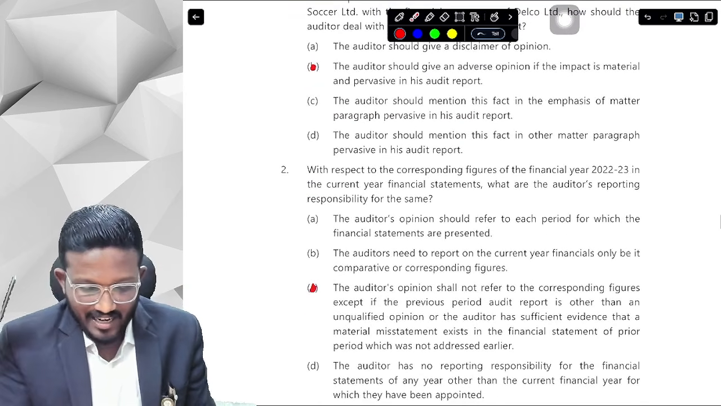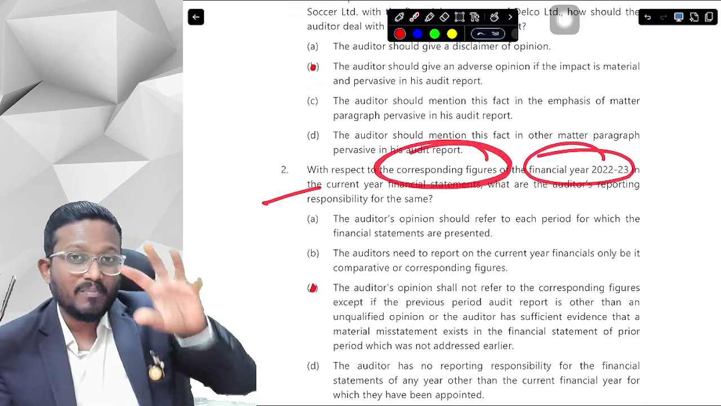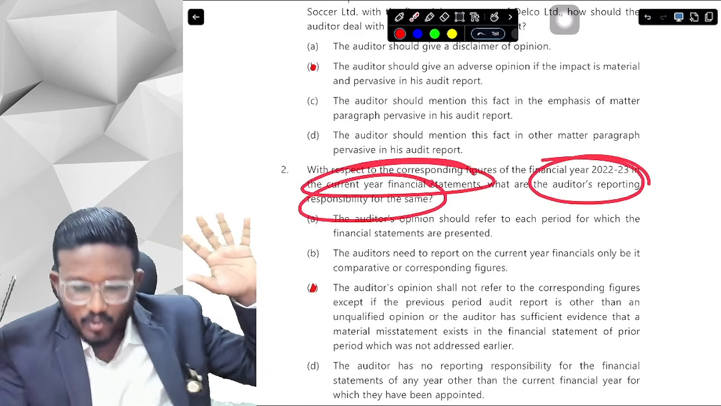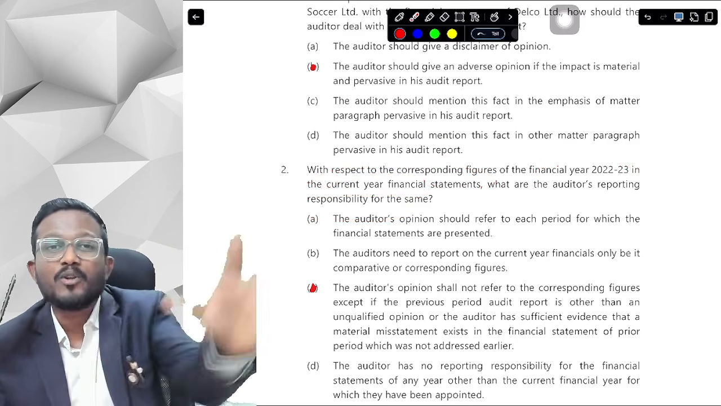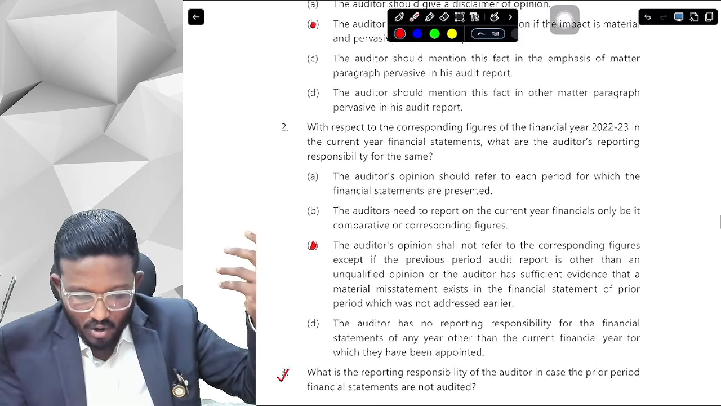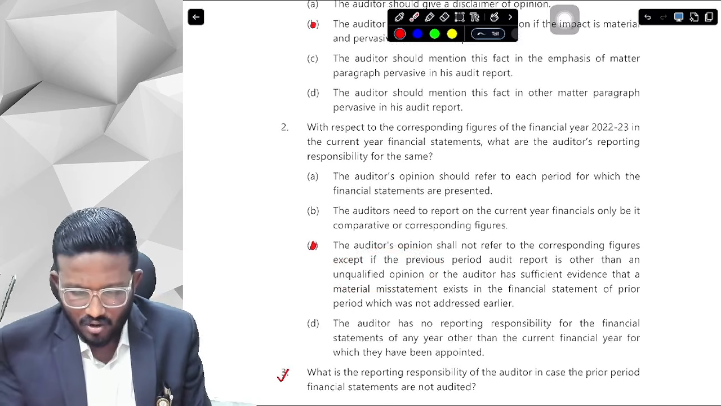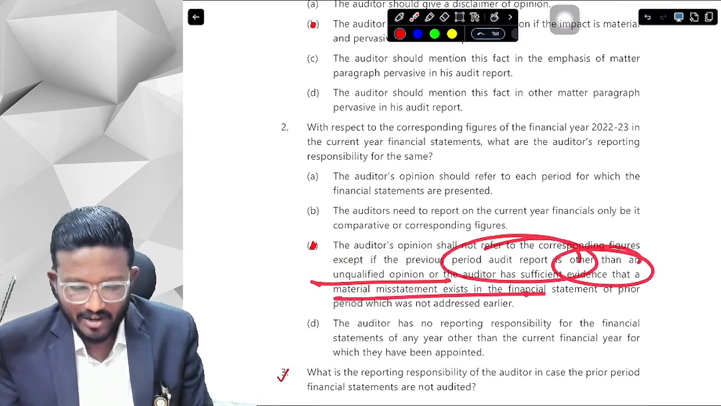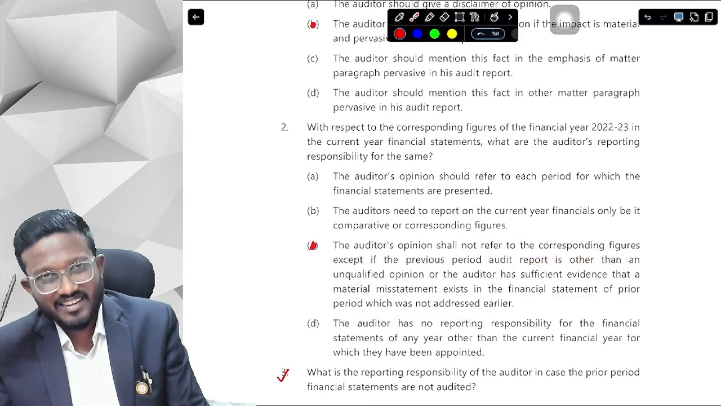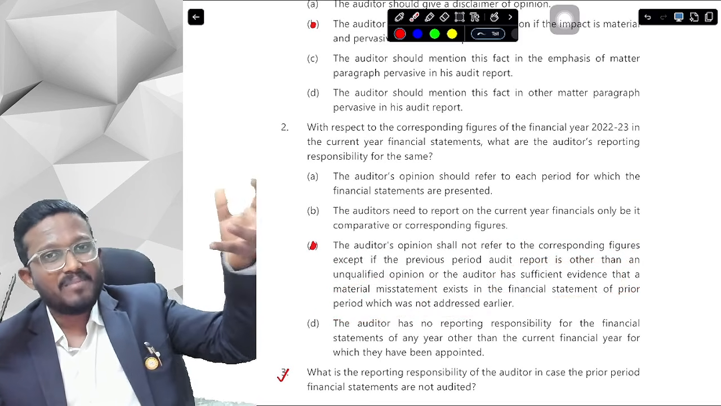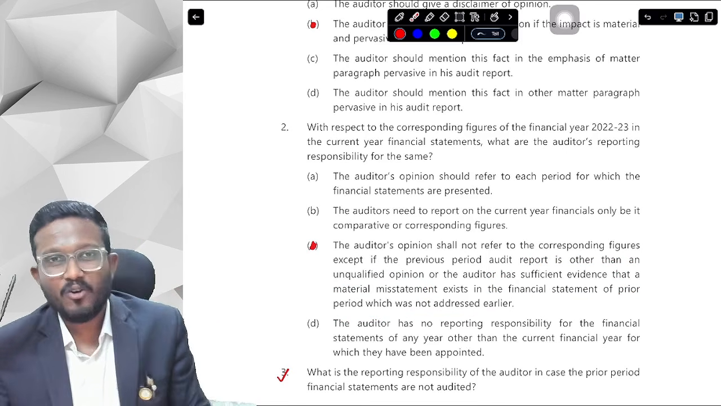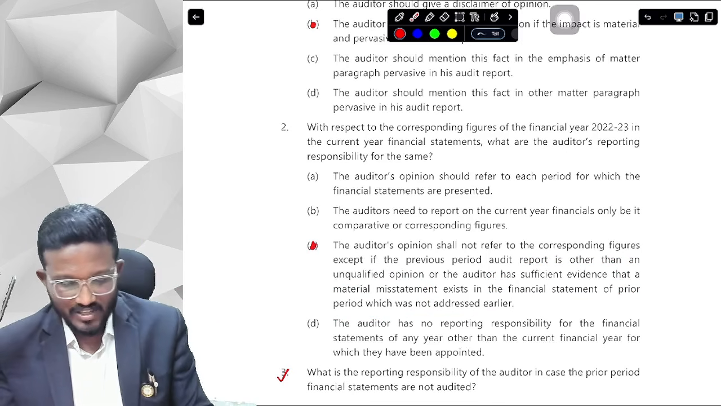Secondly, with respect to corresponding figures of the previous year in the current year financial statements, what is the auditor's reporting responsibility? We do not have to report on the corresponding figures unless in the previous audit period there is a modified opinion, or the auditor has sufficient appropriate audit evidence that there is a material misstatement in the prior period financial statements which was not addressed earlier. That means there was an unmodified opinion in the prior period and in the current period we find a material misstatement in the prior period, then we will need to refer to the corresponding figures in our auditor's report.